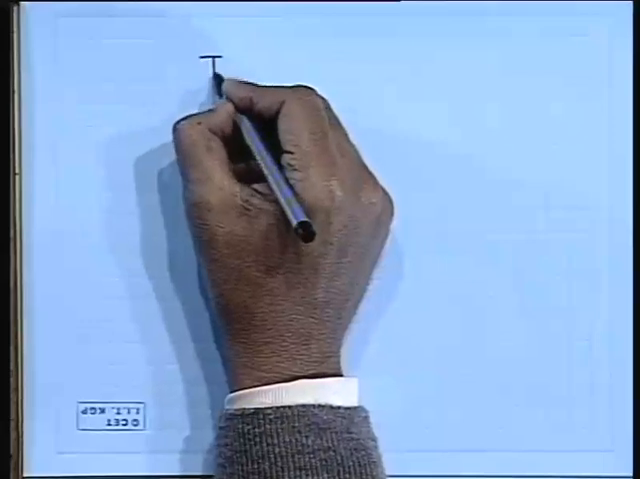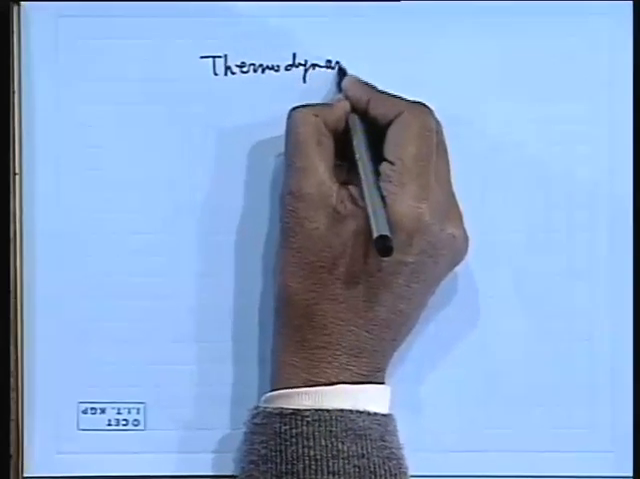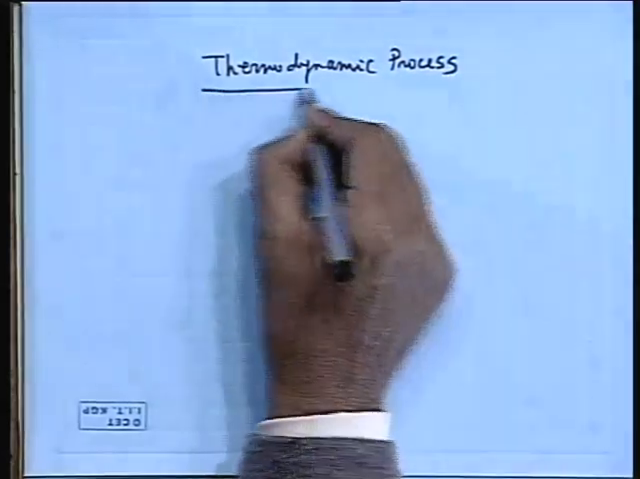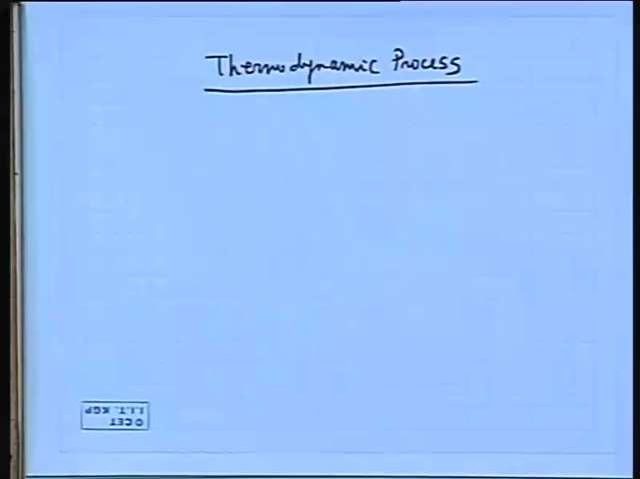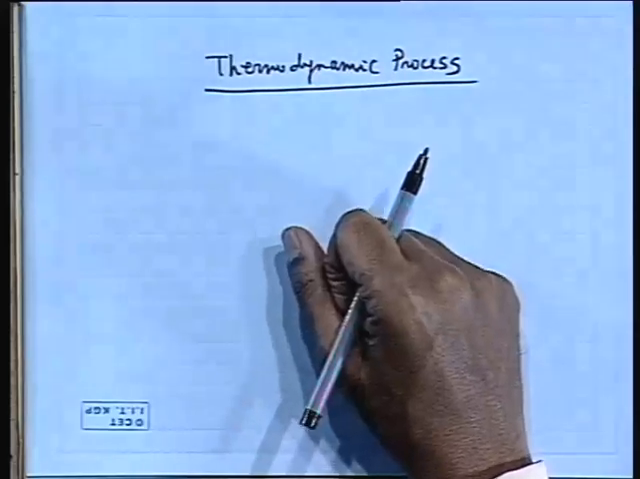Now after this I go to the concept of thermodynamic process, which is very important. Now thermodynamic process, okay. Now see, what is a process? Very simple: first of all define a system at an equilibrium state. When a system interacts with the surrounding, a process takes place.